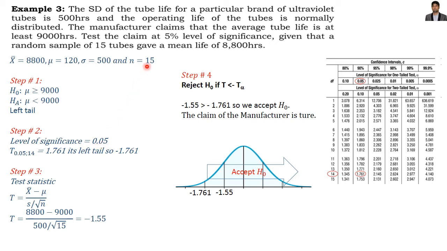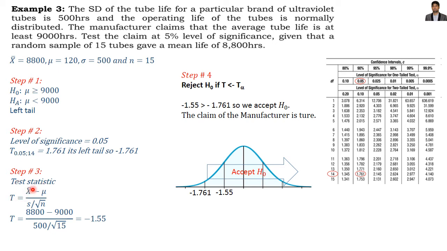Sample is very small, so we use t distribution. We will find the value from the t distribution table. T 0.05, 14 is the degree of freedom, 15 minus 1 is 14. We'll get 1.761. So since it is a left tail test, we put a minus sign here: minus 1.761. Step number 3, test statistic.